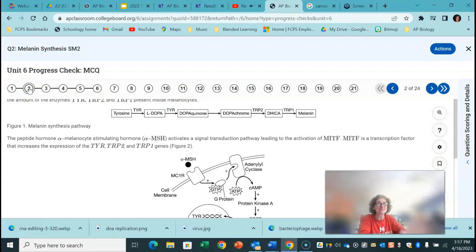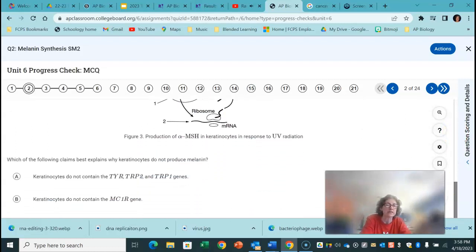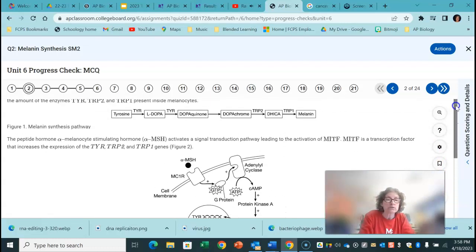Again, same exact thing, now different question. So now, all the same information, but now go down to the bottom and let's look at what they're asking. Which of the following claims best explains why keratinocytes do not produce melanin? Okay. Keratinocytes do not produce melanin.